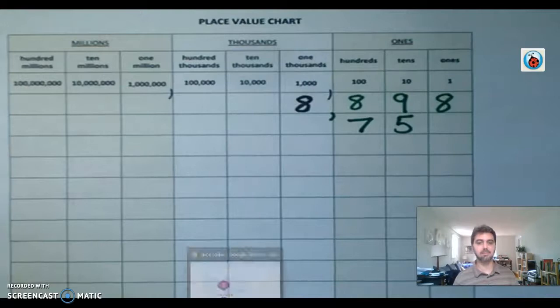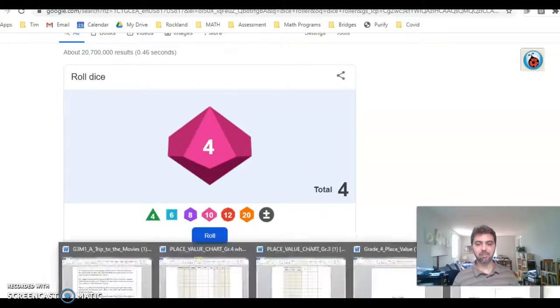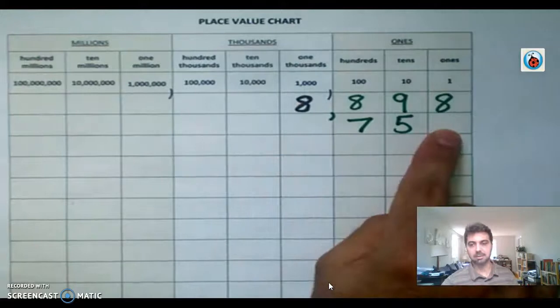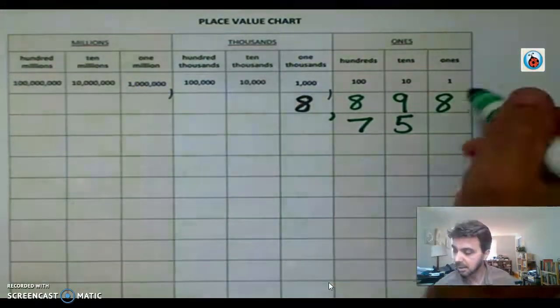Let's do it again. And roll. What do we get? 4. Okay. So where should I put my 4? Should I put it in the thousands place or the ones place? If I want the highest number, I should put it in the ones place, right? Okay, so I'm going to put it there.